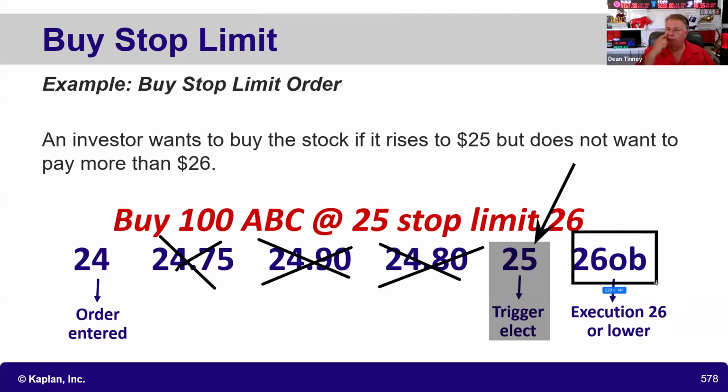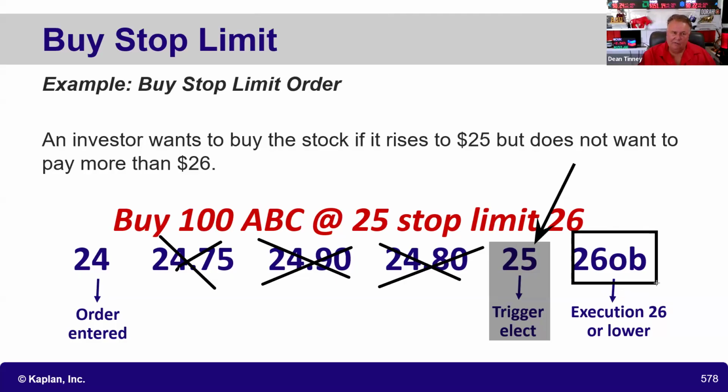Because as a buyer, it's your price or less. So if that next price is $25.99, you will accept it. If that next price is $26.01, you will not accept it, right? Because you said you only want to buy it if you can do so at your price or less. So stop orders, when triggered or elected, may never become triggered or elected, but when triggered or elected, they either become market orders or limit orders, two separate events.